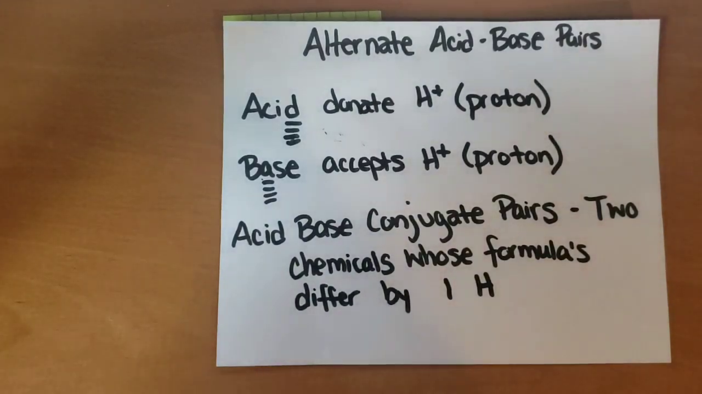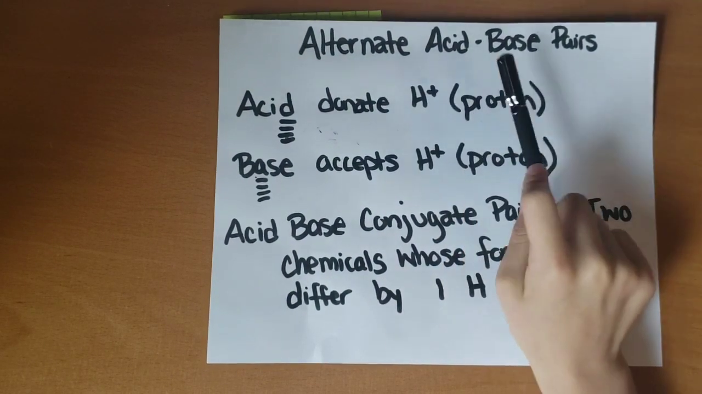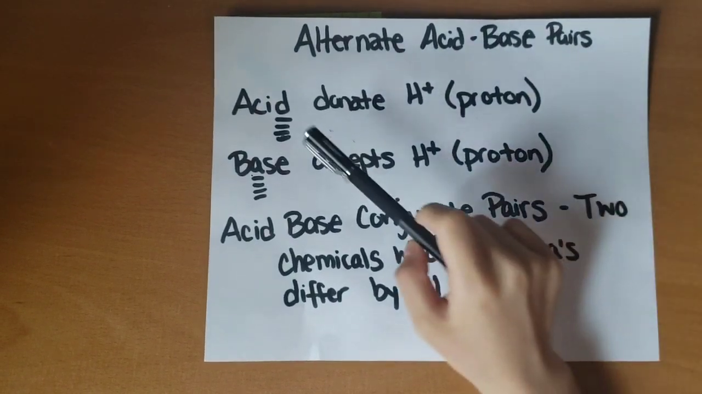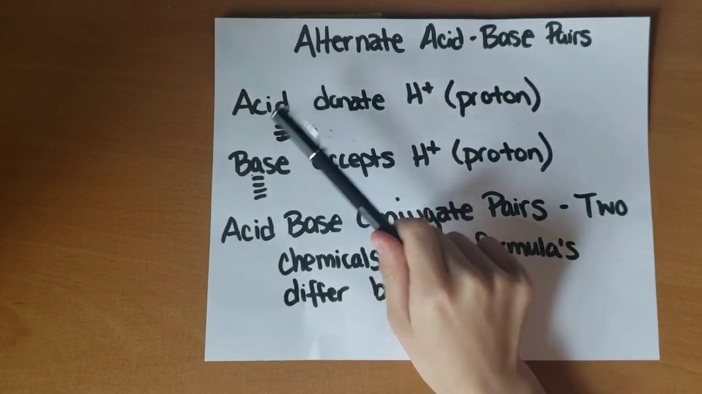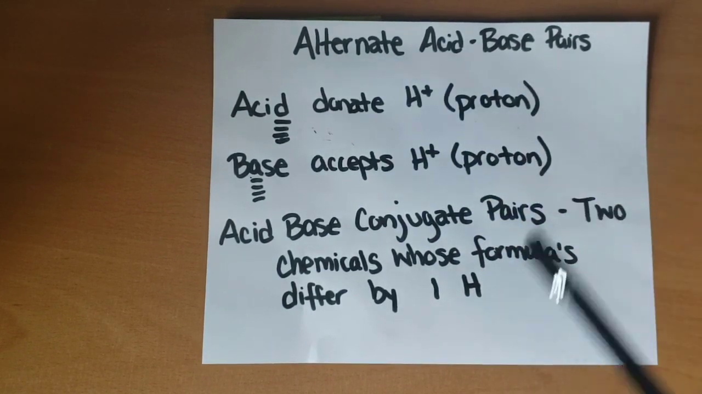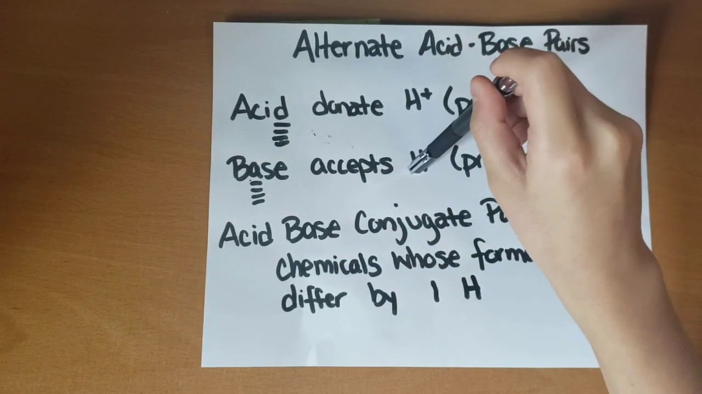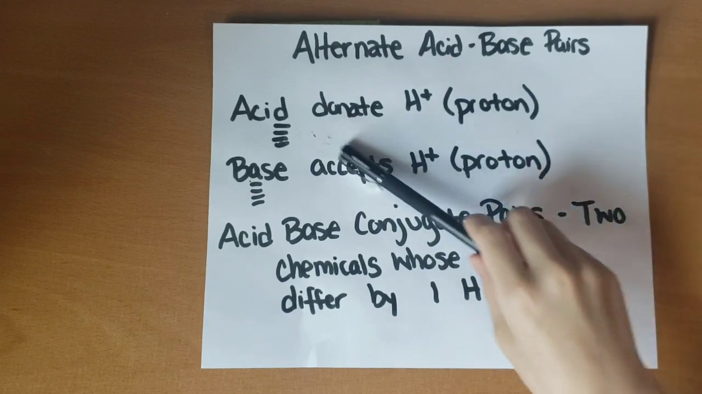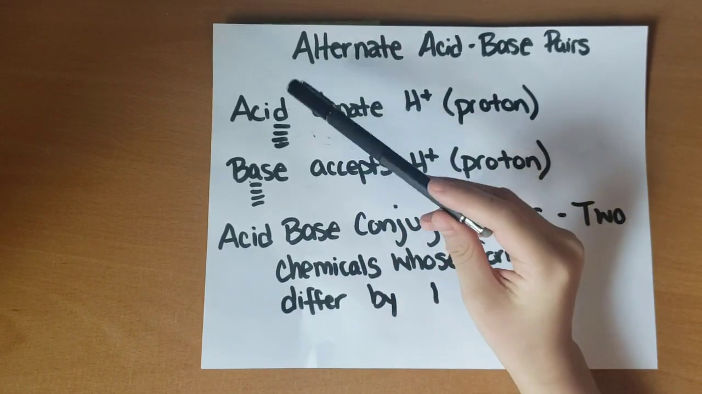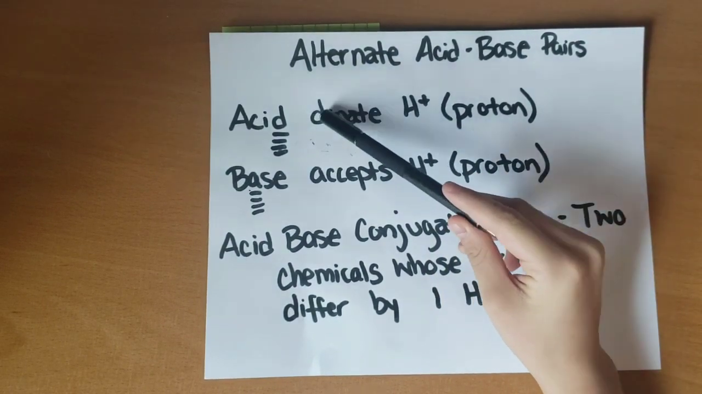Okay, guys, so now we're going to have my daughter teach us about acids and bases according to the alternate theory. So, in alternate acid and base pairs, the acids will donate one H to the base, which will accept the H. And we can remember this because there is a D in acids, which will stand for donate.